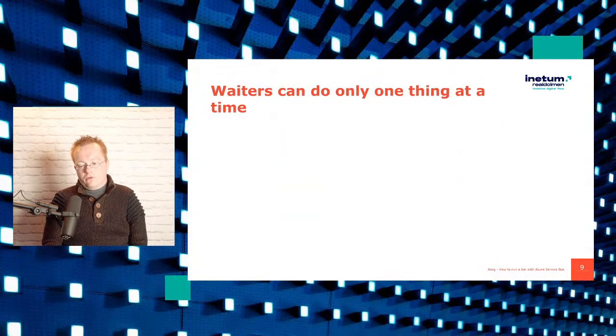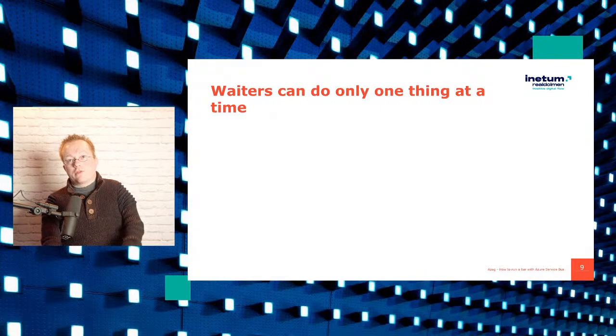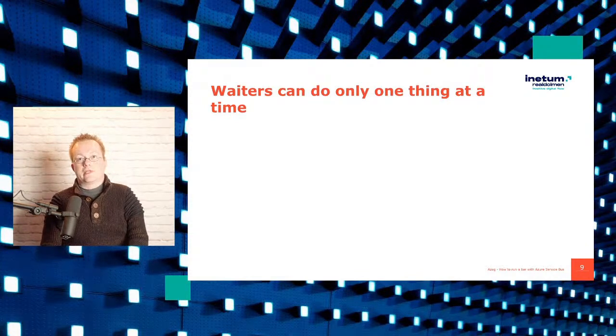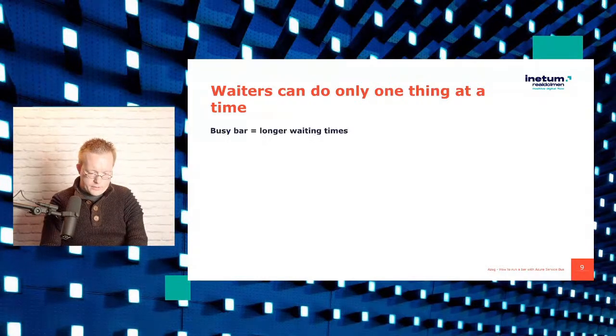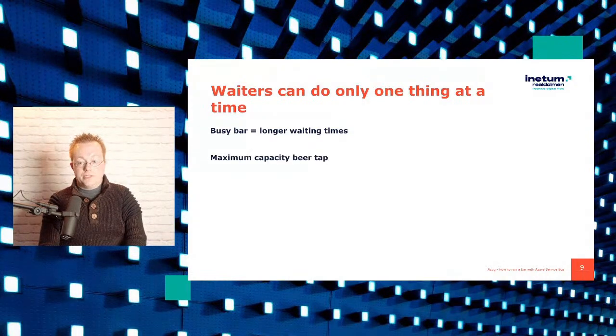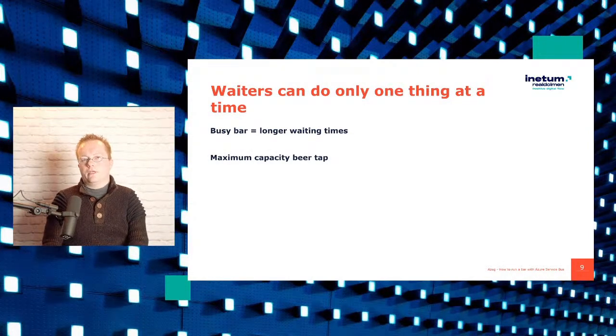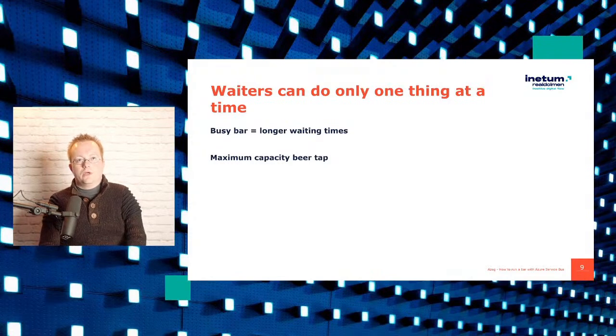Then, of course, the waiters themselves have more things to do, and they can only do one thing at a time. They don't like multitasking. For instance, when the bar is busy, the waiting times in your bar are getting longer. And on the other hand, your beer tap in the bar also has a maximum capacity that you should take into account.